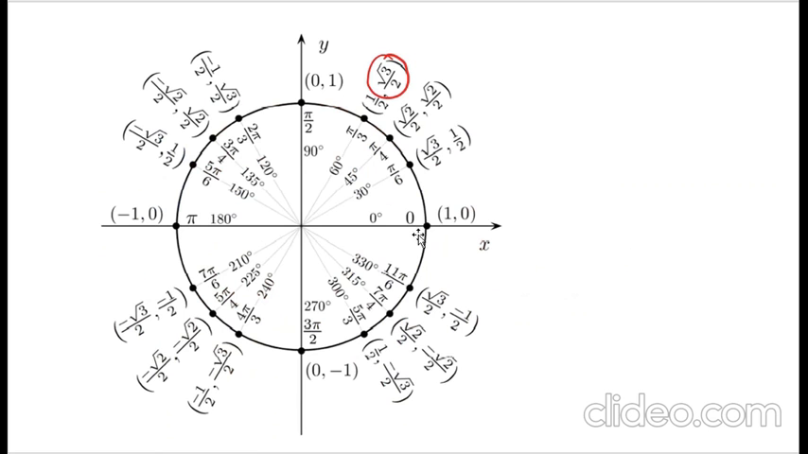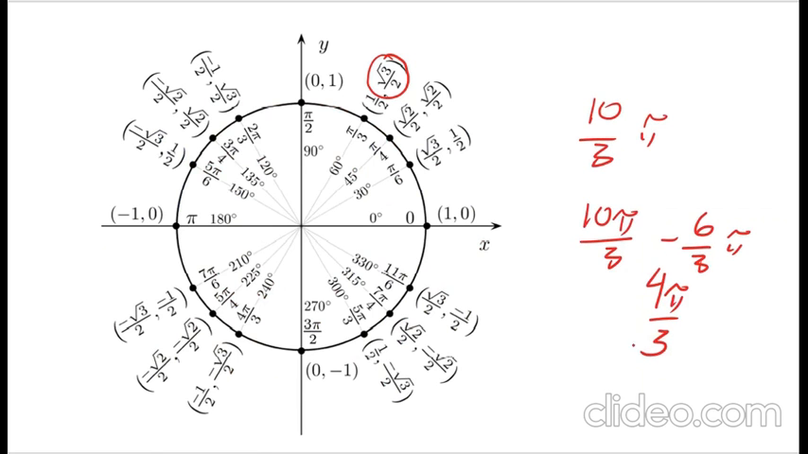So again, I'm going to go to my unit circle, and I realize I don't see a 10 pi over 3. Well, 10 pi over 3 is here. We just have to find the coterminal angle. So if we take 10 pi over 3 and subtract 6 over 3, which is 2 pi, we get 4 pi over 3. So 4 pi over 3 is the same thing as 10 pi over 3, right?